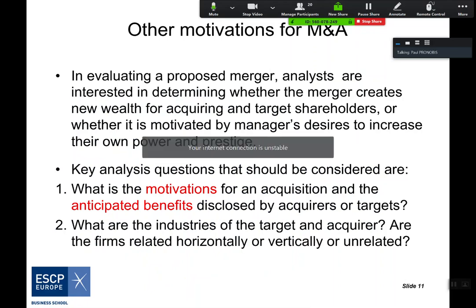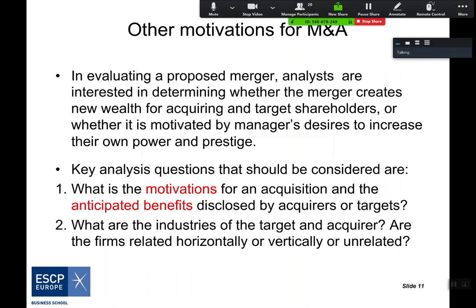So the motivations for the acquisitions and the anticipated benefits disclosed by acquirers or targets should be carefully assessed in order to get information about those potential synergies and about whether the merger is going to create value. In that regard, as I already said, it's important to analyze from which industries the target company and the acquirer come from.